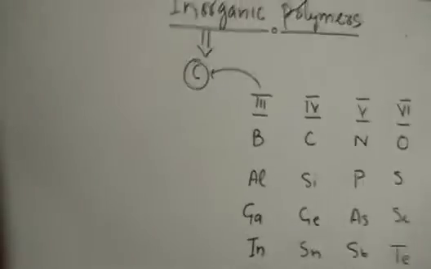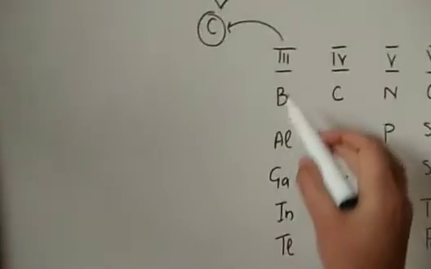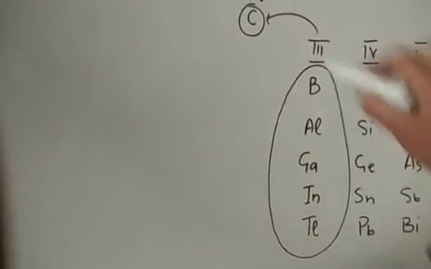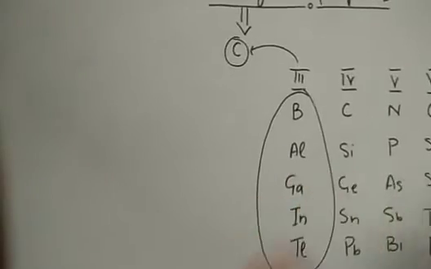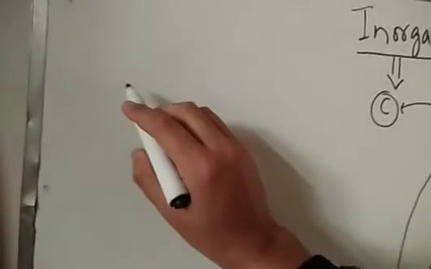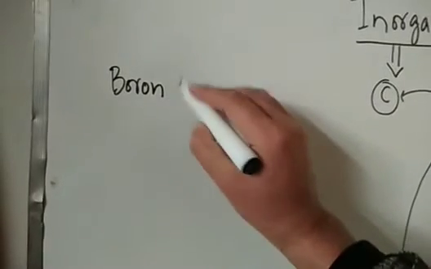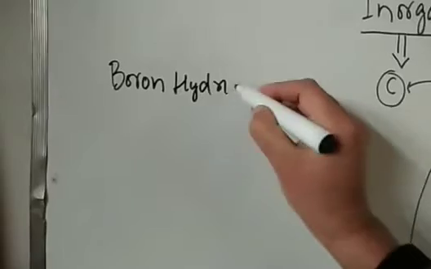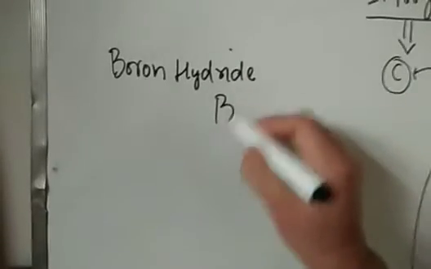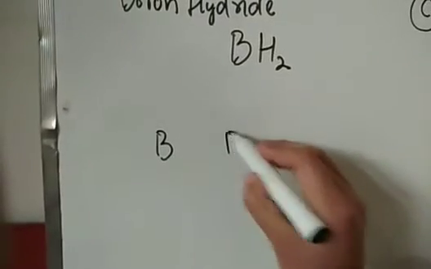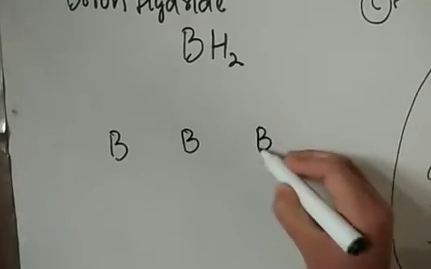Fine. Now let's take some basic examples, starting with group third. As I said, usually boron and aluminium replace the carbon in the inorganic polymers. So we'll take the example boron hydride. Boron hydride is one inorganic polymer. Its basic unit is BH2. I will show the polymer. The polymer is like this, B, B. In this way a polymer chain is formed here.